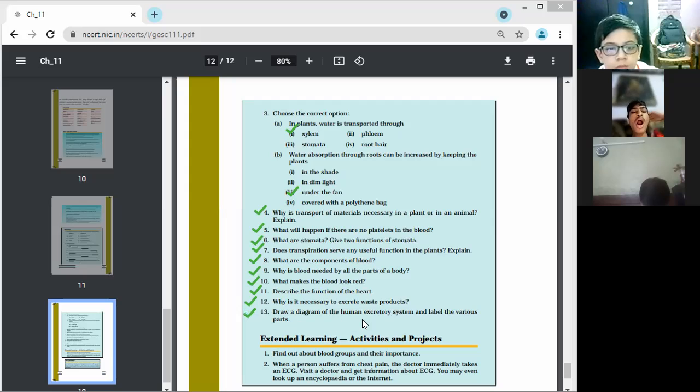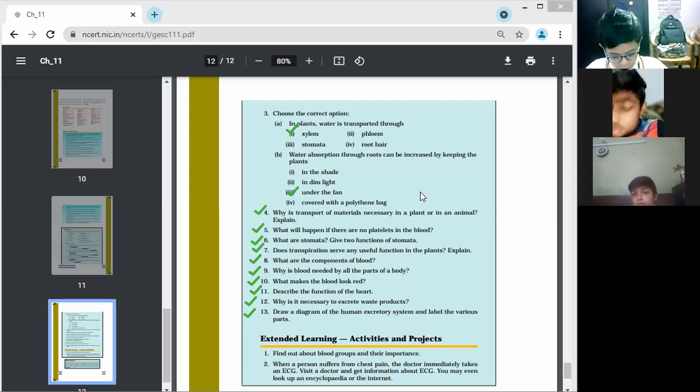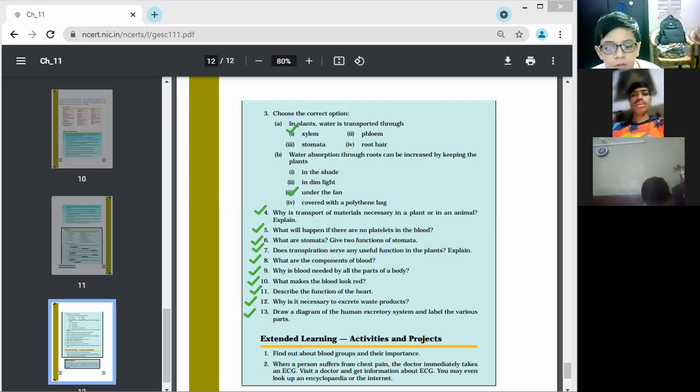Next is simple. Already you have done this question. You have drawn the excretory system and you have labeled the parts of it. So children, with this, your chapter is over. I want each one of you to revise the same chapter. Do it in the notebook and revise the same chapter. Tomorrow we'll do the revision of this chapter. Okay? Done?